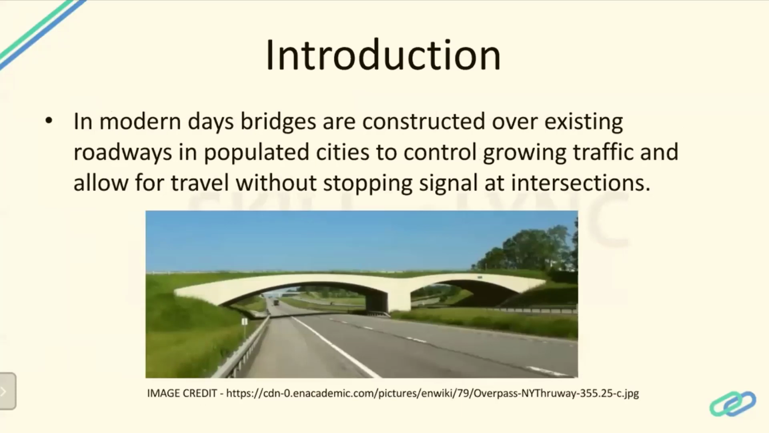In modern days, bridges are constructed over existing roadways. You can see in all major metro cities, we have roads, and above them we construct bridges. The main reason is to allow free travel of vehicles without any signals and intersections. That is the major requirement of major cities.